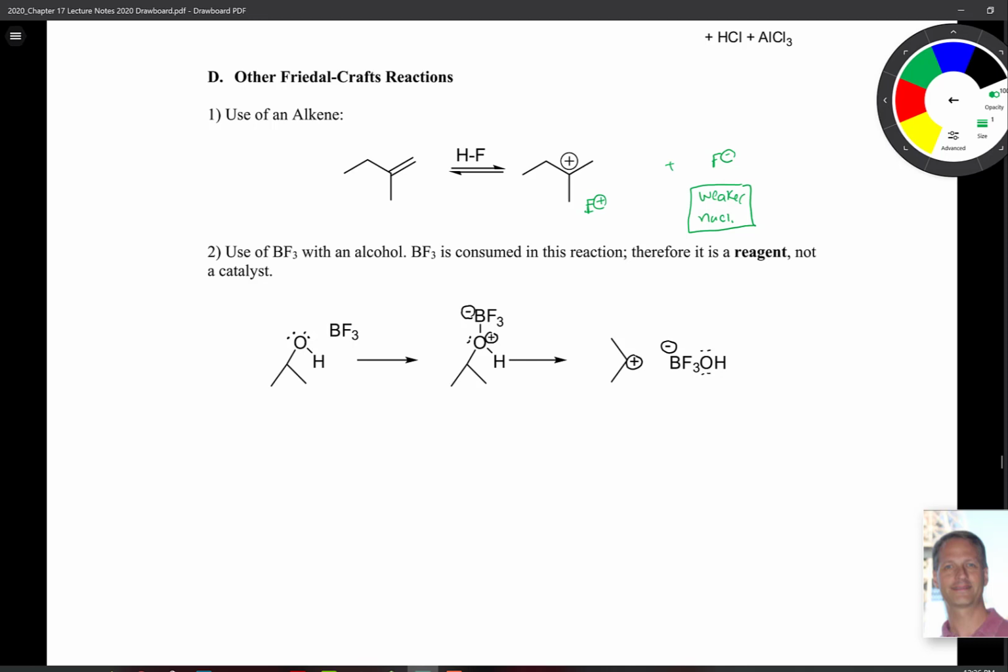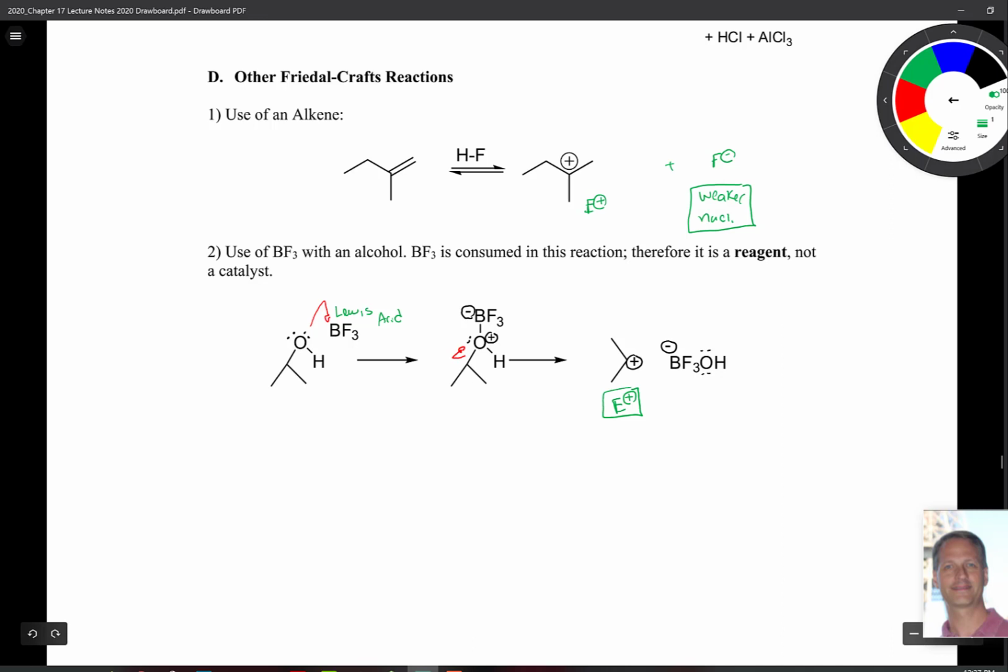The other type of reagent that we use, and both of these are used less in our Wade textbook, is BF3. So BF3 here is going to be another example of a Lewis acid. So it's accepting electrons, coming around here and doing something along those lines. And then collectively, that would leave this BF3OH minus, and then you have your carbocation. So again, just another way of generating that electrophile.